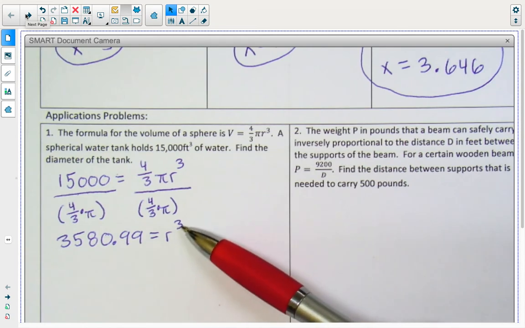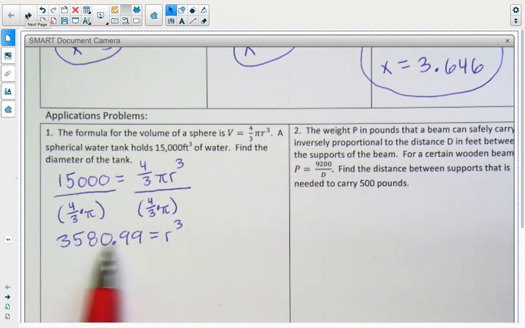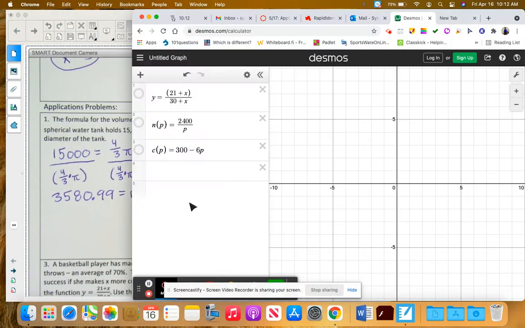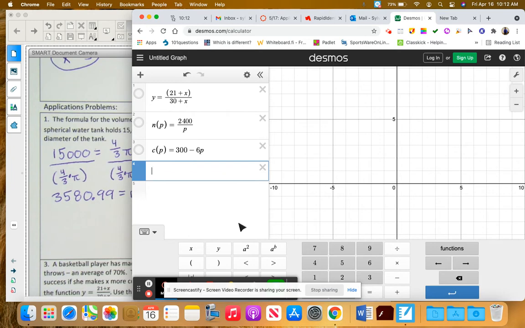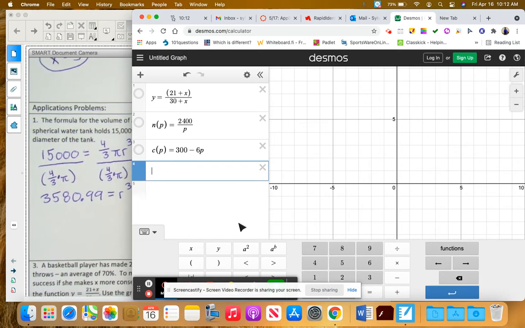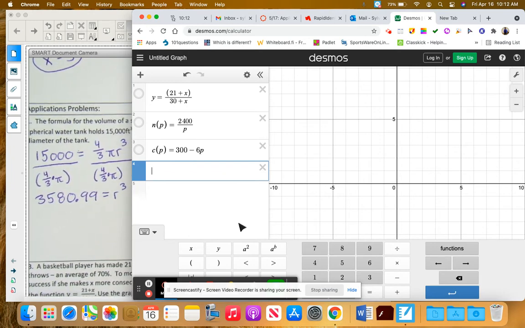Now, the opposite of cubing something is to raise it to the 1/3 power. So I need to undo this by finding the cube root of this here. So let me show you how to do that in Desmos because that part might be new. So over here in Desmos, we're going to undo, and let me make sure you can see the problem. Okay, there we go. So this is equal to r to the third. So we need to find the cube root of this number here.